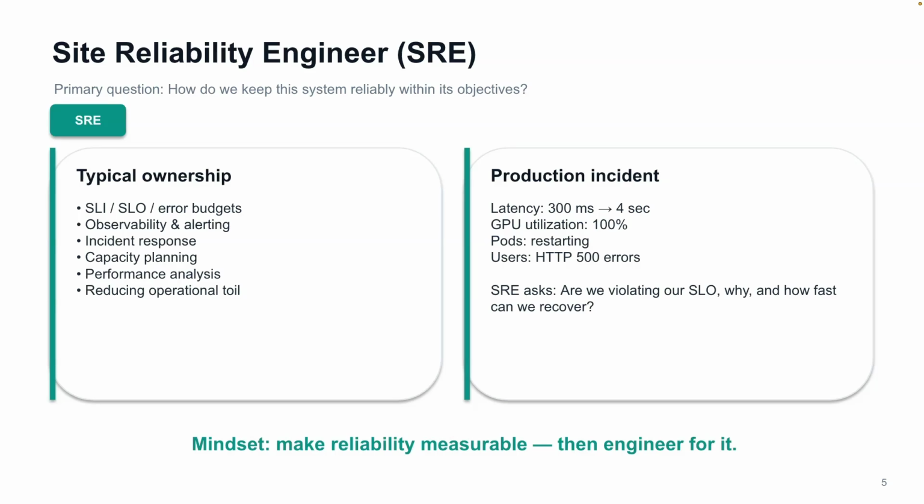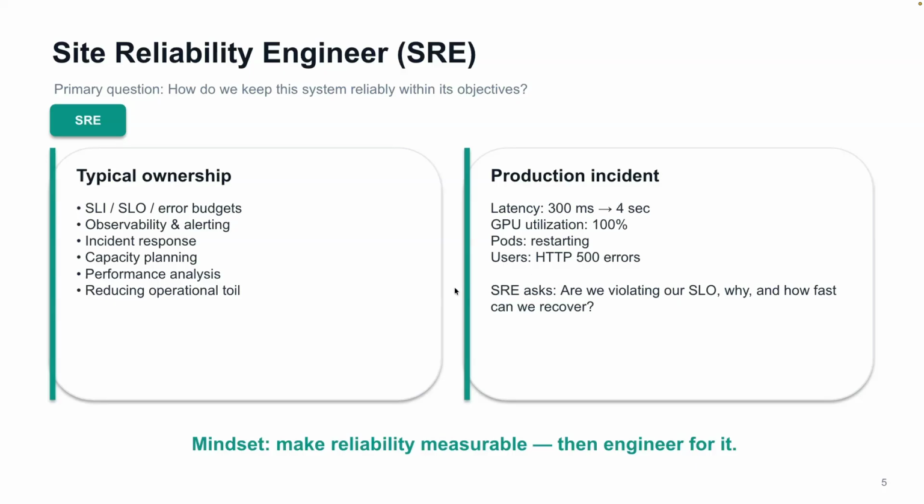So the SRE's work may involve observability, alerting, incident response, capacity planning, performance analysis, post-mortems, reducing toil, and automating recovery. A useful distinction between DevOps and SRE is that with DevOps, the question is how do we deliver and operate it? Whereas the work of an SRE is how do we make it measurably reliable? But there is a substantial overlap between these two fields, SRE and DevOps.